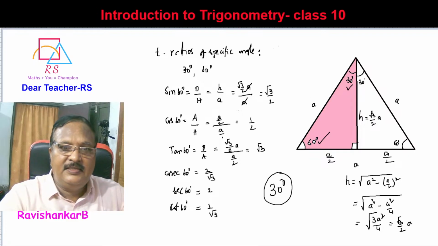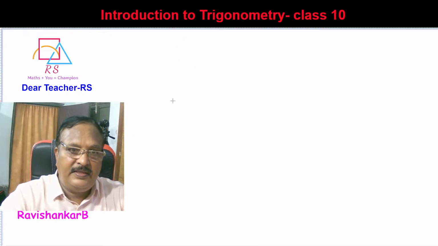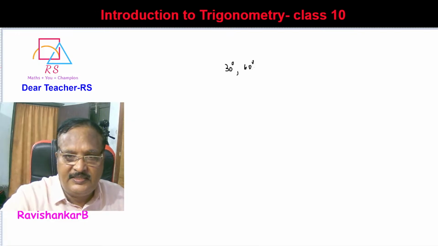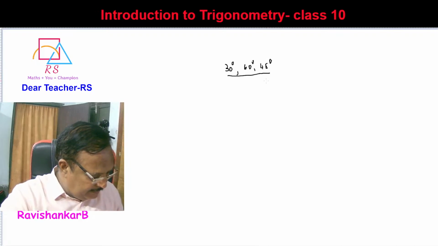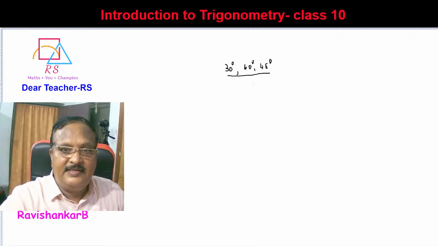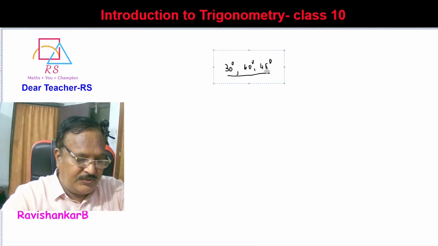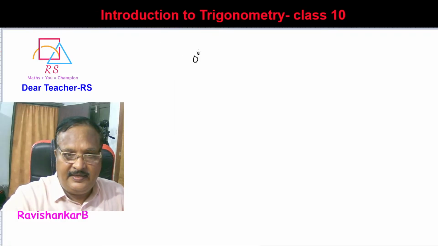So these are the trigonometric ratios of specific angles. Till now I have explained, we got the values of 30 degrees, 60 degrees and 45 degrees. So 3 angles we have got, and you can tabulate it. Now we will get the trigonometric ratios of 0 degrees and 90 degrees.